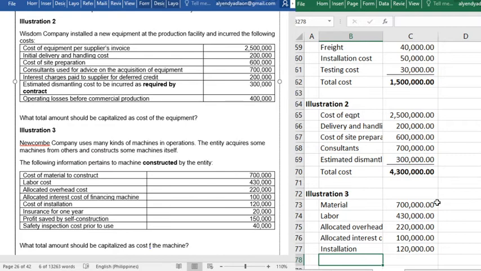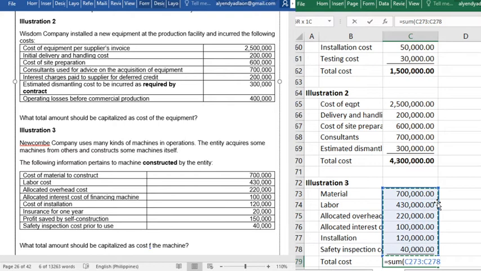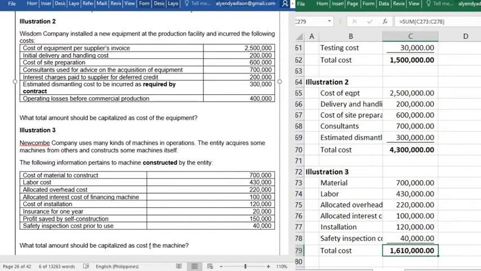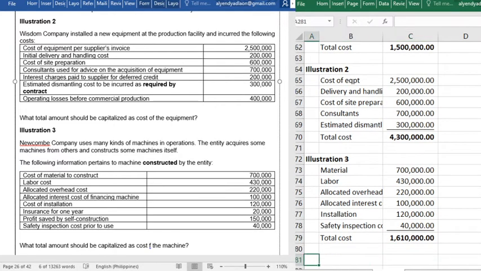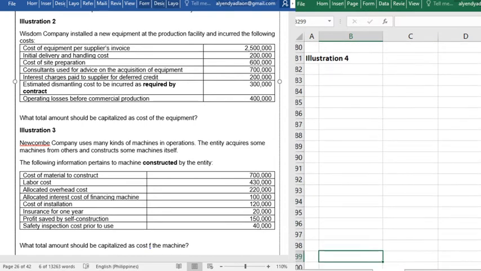And lastly, we have safety and inspection costs prior to use. So of course, this is important. And so therefore, we have to add it to the cost of the machinery. So we have now the total cost of the machinery amounting to 700 plus 430 plus 220 plus 100 plus 120 plus 40,000. We have 1,610,000. That is for illustration 3. Next, we have illustration 4.